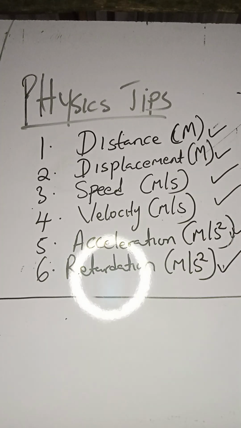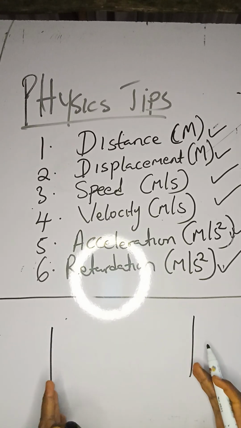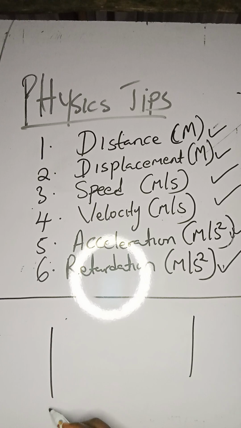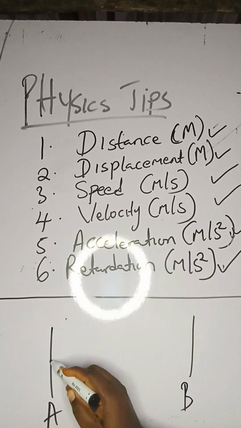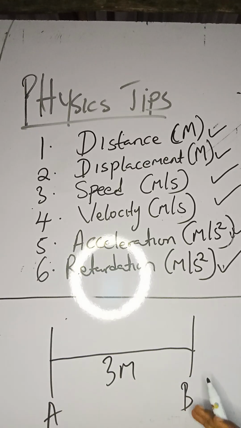What is distance? Distance is the space between 2 points, or the separation gap between 2 points. Suppose we have 2 points, point A and point B, and the gap between them is 3 meters. This gap between A and B is the distance. Now, because I only talked about the size of the gap, that is the magnitude, that makes distance a scalar quantity. The unit is meter.